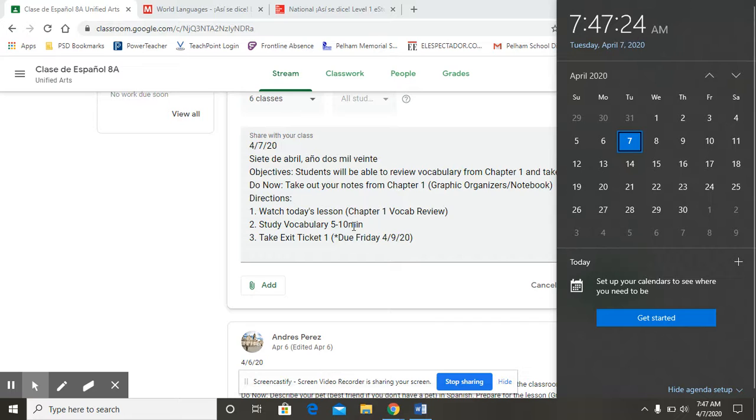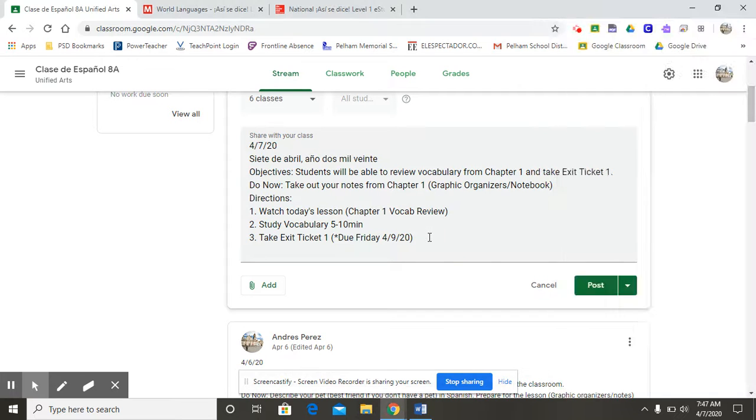If you want to do it today, go for it. In fact, I encourage you to do it today. Because if you study for 5 to 10 minutes and then you take your exit ticket, you're all done. You don't have to worry about it. You do have 3 days. It will be due by midnight on Thursday because you're most likely going to have your second exit ticket over the weekend.